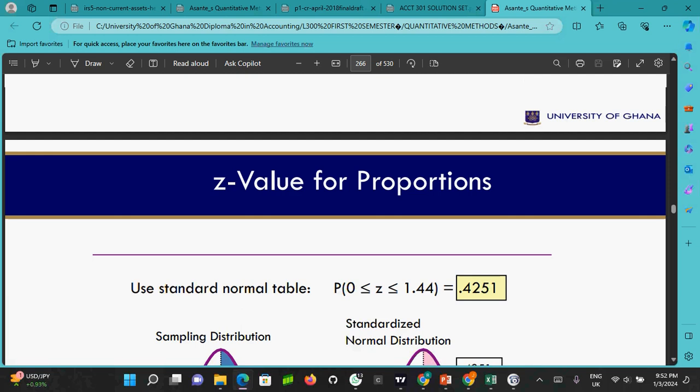In the example we solved, the final answer, we are right at 0.4265.